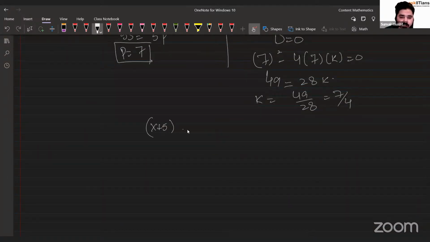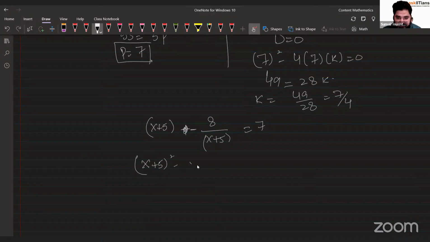It doesn't look like a quadratic equation, but it is a quadratic equation. x plus 5, got it? Take it, minus 8 times x plus 5, is equal to 7. Is it a quadratic equation? It doesn't look like one, but it is. How can we solve this? This is easy. We can solve this by taking x plus 5 whole square minus 8 times x plus 5 is equal to 7. Simple. Now it becomes a quadratic equation.